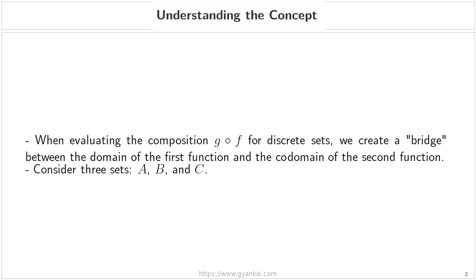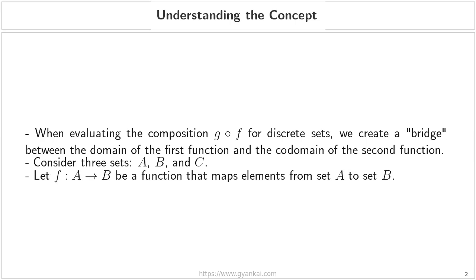To visualize this, let's consider three separate sets: set A, set B, and set C. First, let's define function f. Function f maps elements from set A to set B. This means it takes an input from set A and assigns it to a corresponding value in set B.